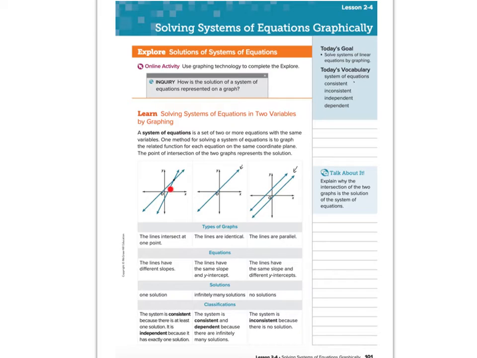But consistent means they do intersect. Independent means it doesn't matter. They have different slopes, so they will intersect somewhere. Dependent means that they have the same slope and the same y-intercept. They're the same line. And then parallel lines are inconsistent because they do not have a solution and because they never intersect. So there you go. There's some of the characteristics. And I will just say that parallel lines have the same slope but different y-intercepts. So just to highlight that characteristic.